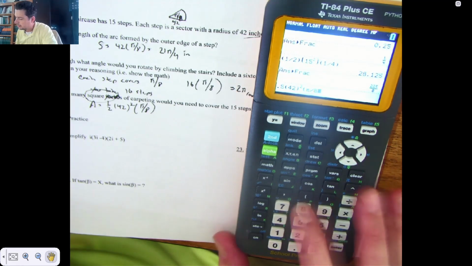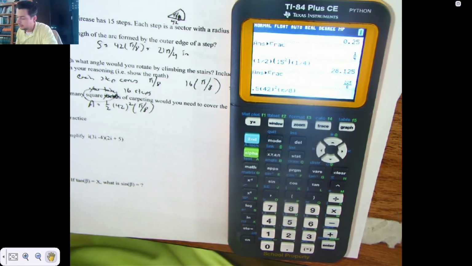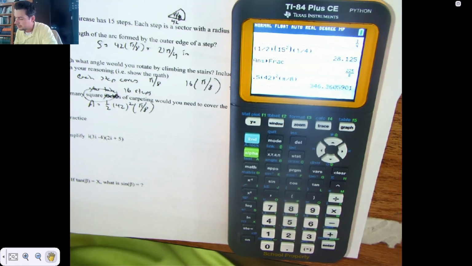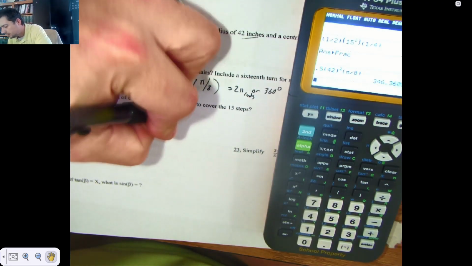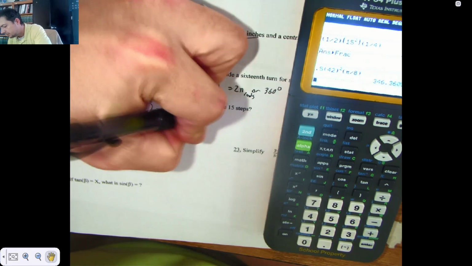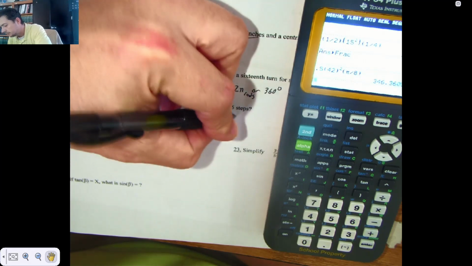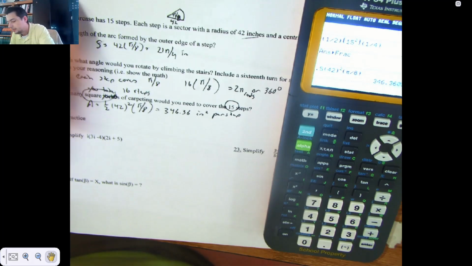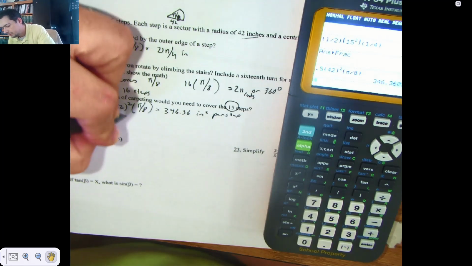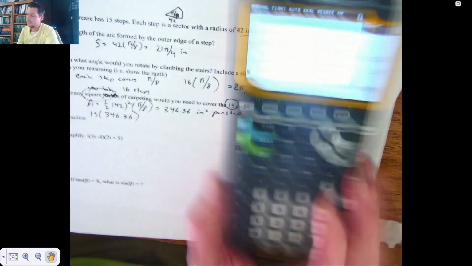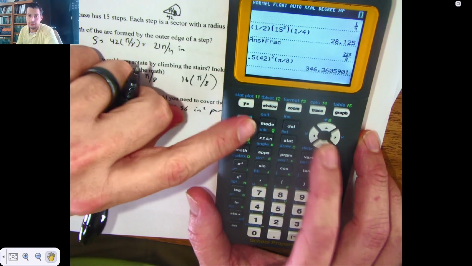Don't worry about your calculator being in degree mode. You're not doing anything with it. You're not doing sine, cosine, or tangent. It is 346.36 square inches per step. And there are 15 of them. So I'm going to take 15 times that, and I'm going to use the decimal on my calculator. I'm not going to round until I'm done.